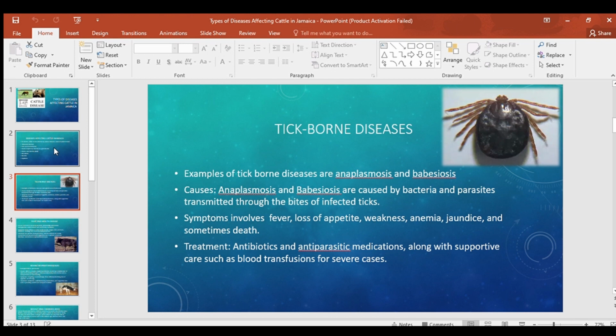The treatment for tick-borne diseases involves antibiotics and antiparasitic medications along with supportive care such as blood transfusions for several cases. But in most cases, when an animal has ticks, you administer antibiotics and then use a tick-killing pour-on to just spray the animal to kill those ticks.